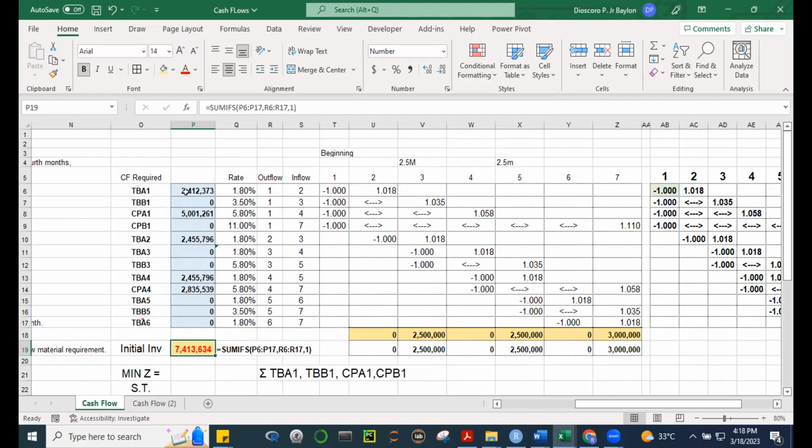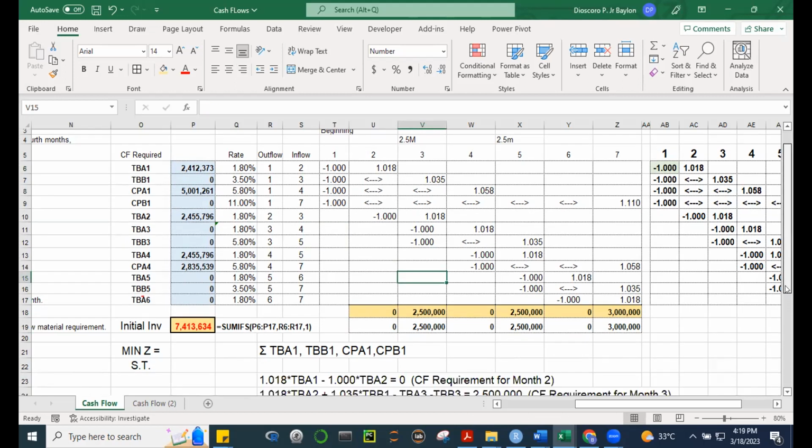So we put it in TBA1. Okay, we put 2.412 million in TBA1, around 5 million in CPA1. Okay, so these were the two investments that we have for the first month. Then we can trace here the cash flow. So for the first month, we have this one. So let me just quickly trace this.